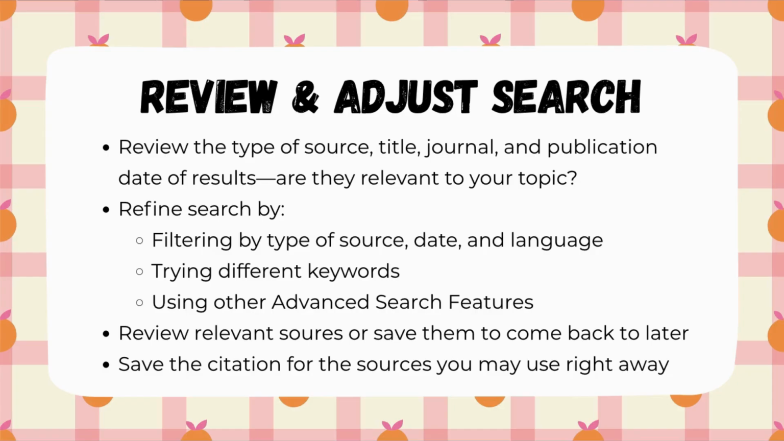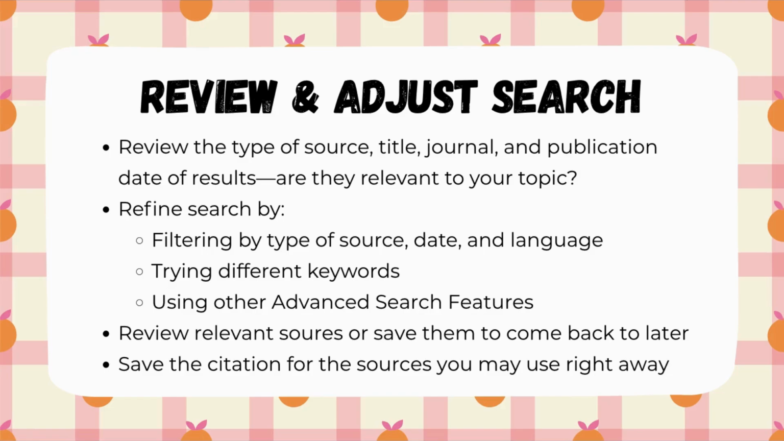And now we're on the third step. We need to review our results and adjust our search as needed. From the results page, you can review the type of source, you can see the title of the source, you can see the journal it was published in, if applicable, and you can see when it was published. All of this information should give you some idea of if these sources are actually relevant to what you're looking for. If they're not relevant, you just need to adjust your search.